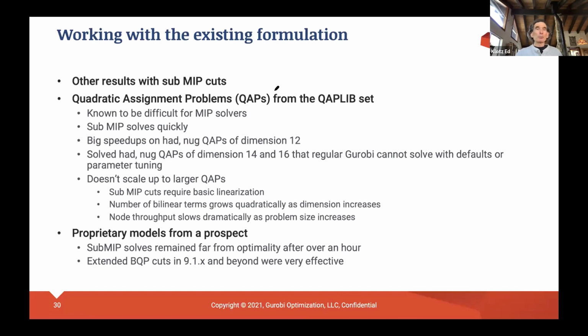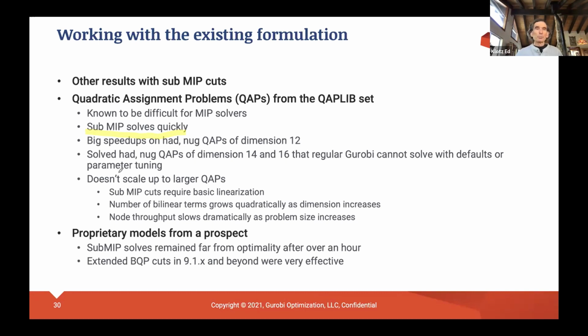Now, I've started to look at some other problems, and in particular, quadratic assignment problems are interesting because they are known to be really hard for MIP solvers. And the good news here was I found that the submip solved quickly, and this enabled me to get some big speed ups on some problems that Gurobi could previously solve. And it also enabled Gurobi to solve problems that otherwise it could not solve either with defaults or with at least the best parameters that I found so far.